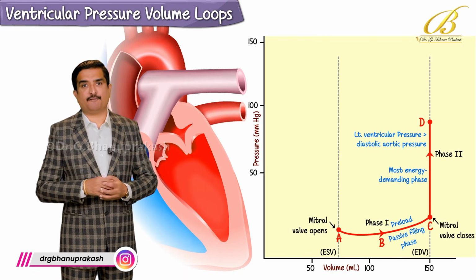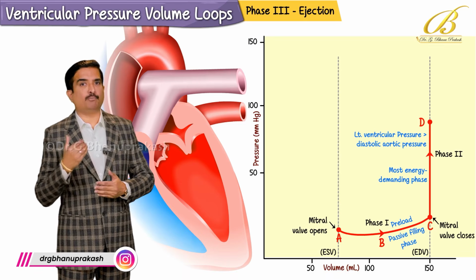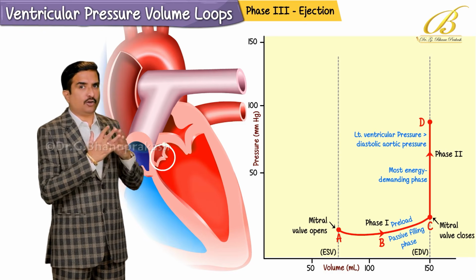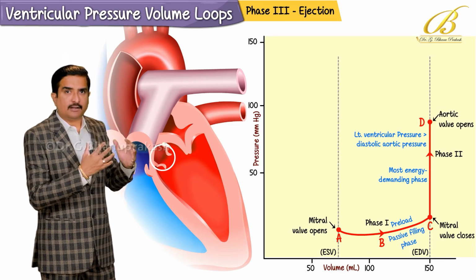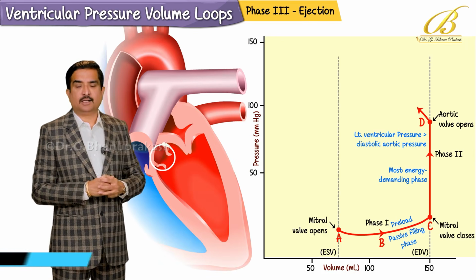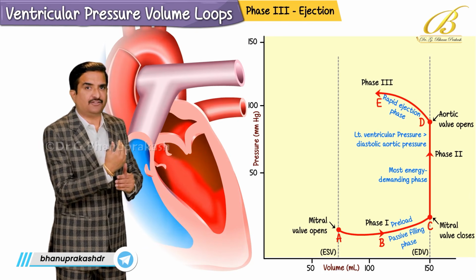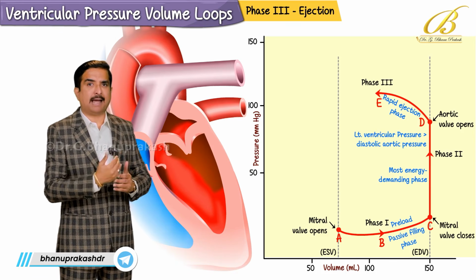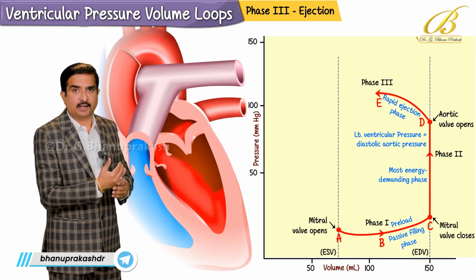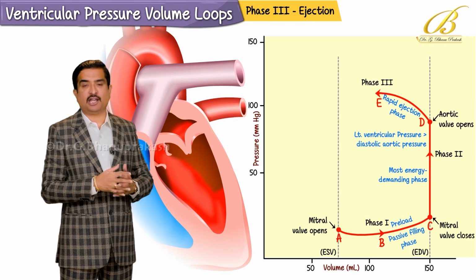We are going to discuss phase 3, which is the ejection, that is point D to point E to point F. We will discuss one by one in detail. At point D, the aortic valve opens and the ventricular ejection begins. So what is D to E? D to E is the rapid ejection phase where most of the stroke volume leaves the ventricle early, causing a rapid drop in the ventricular volume while the pressure rises to its peak, the ventricular systolic pressure, which also corresponds to the systolic blood pressure in the aorta.